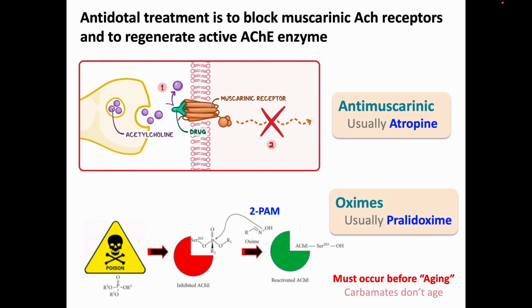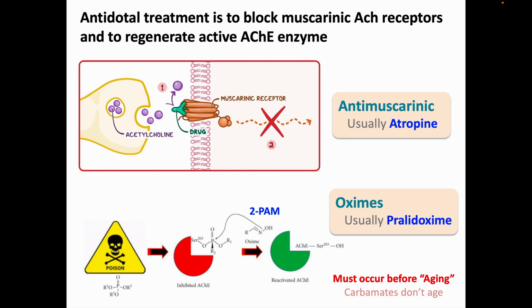Antidotal treatment is to block the overstimulated muscarinic acetylcholine receptors and to regenerate active acetylcholinesterase enzyme. Atropine is the antimuscarinic drug most commonly recommended and used, and it's oximes that are the class of drugs used to kick the anticholinesterase insecticide out of the enzyme's active site. In the United States, the only commercially available oxime is pralidoxime, which also goes by the name 2-PAM.